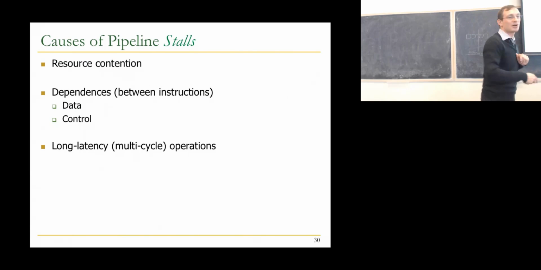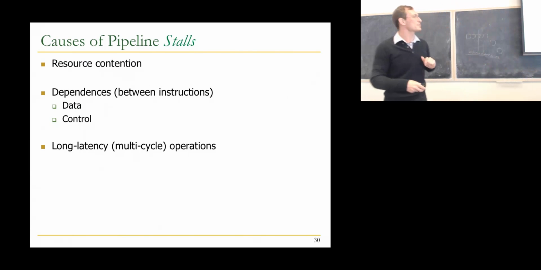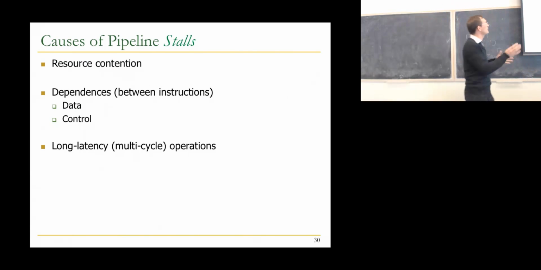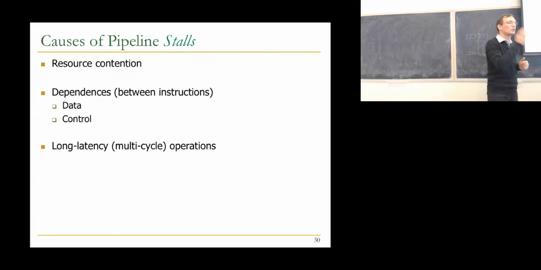Okay, what are the causes of pipeline stalls? A stall is basically when a stage or multiple stages in the pipeline is not moving or should not move because there's something that caused it. Resource contention is one of them, and we'll see that. Dependencies between instructions, data dependencies and control dependencies, and long latency operations.